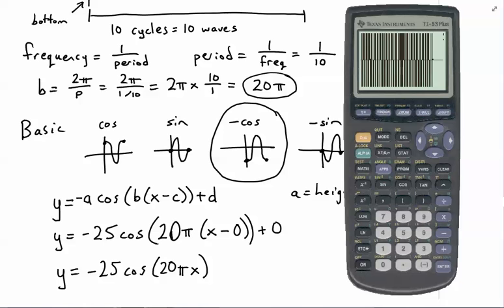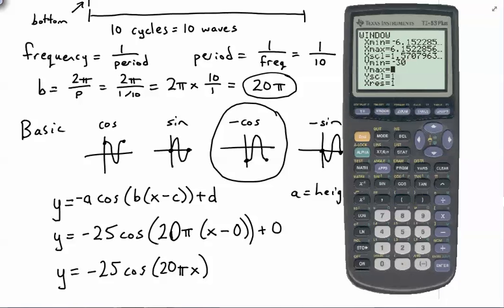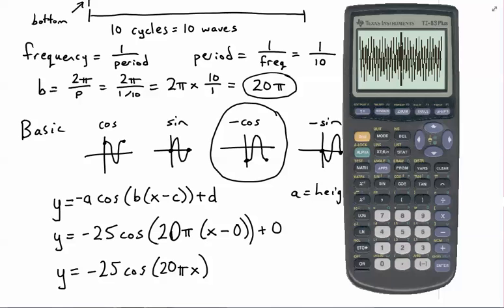So if I change my window so that it at least goes up 25 and down 25, maybe I'll go down 30 and up 30. Okay, it's still kind of hard to see. In fact, it looks like it wobbles a bit. So let me change my window again. I know that the frequency is 1 second, so I want to see what happens after 1 second. Maybe I'll go just from 0 to 1.